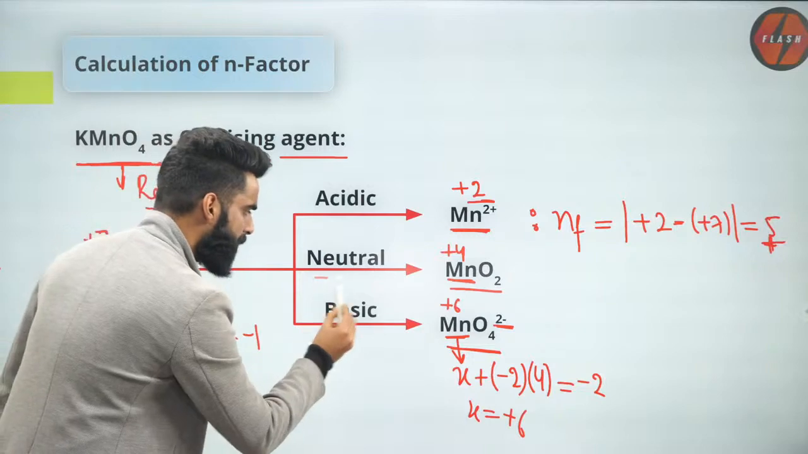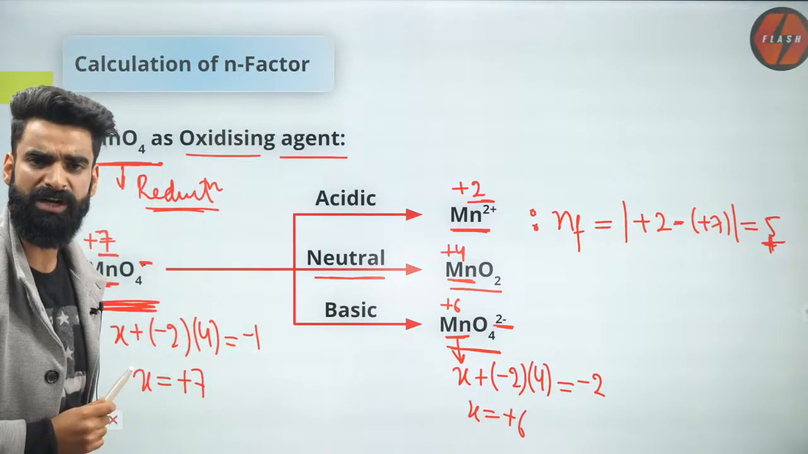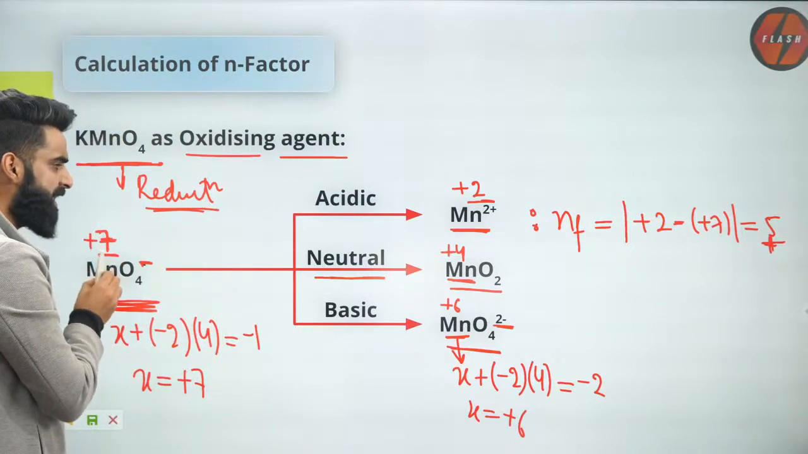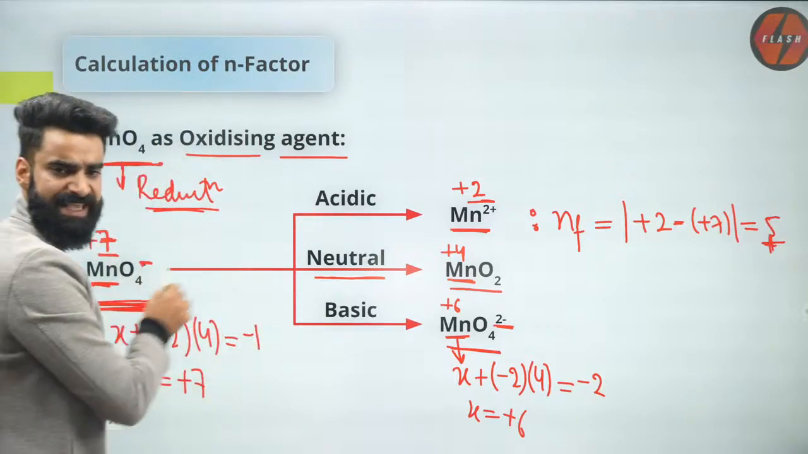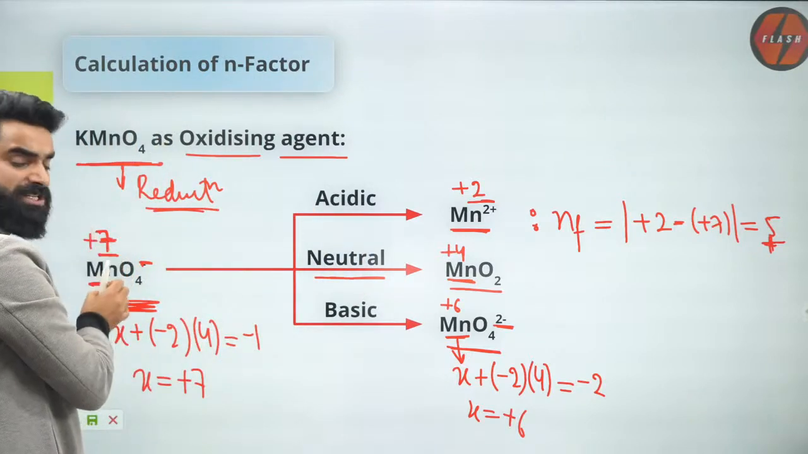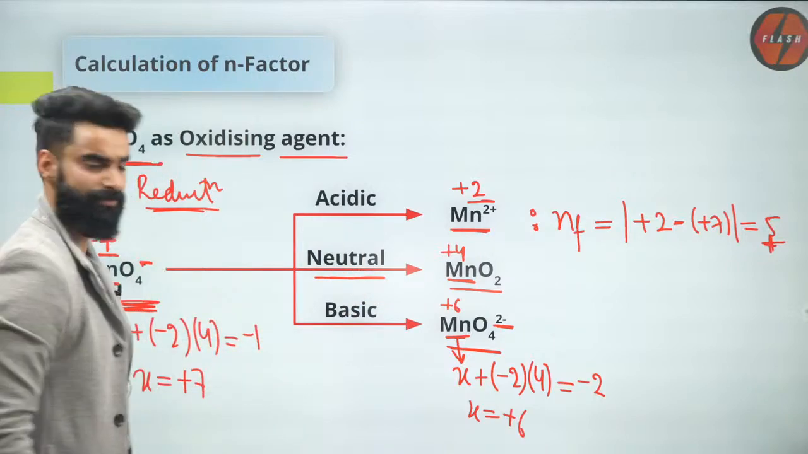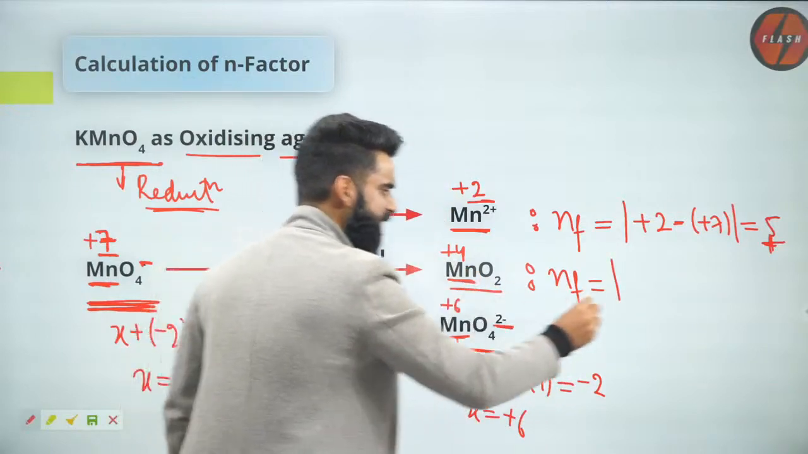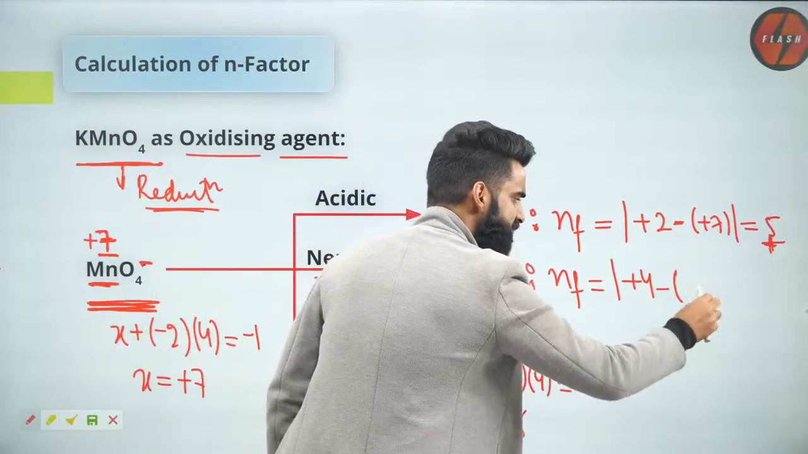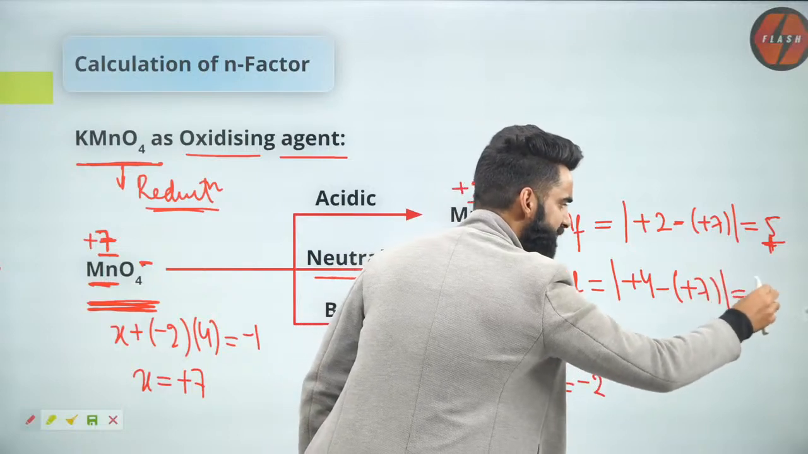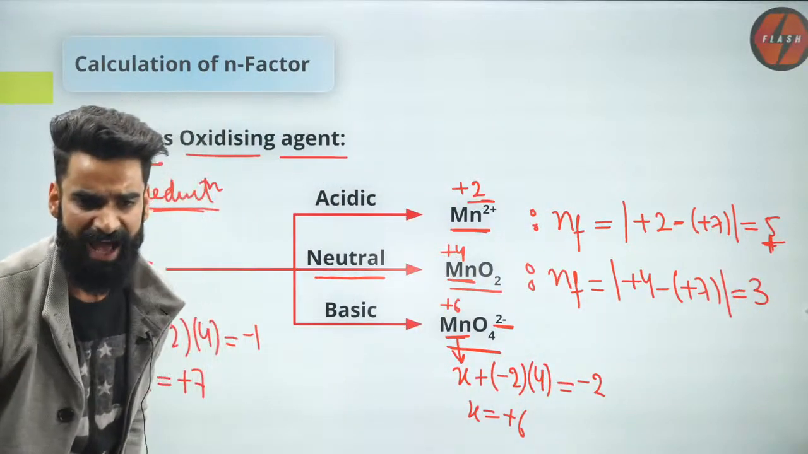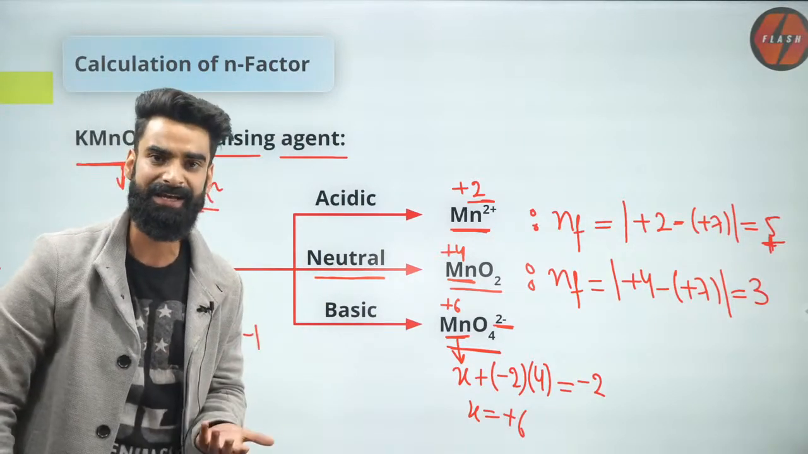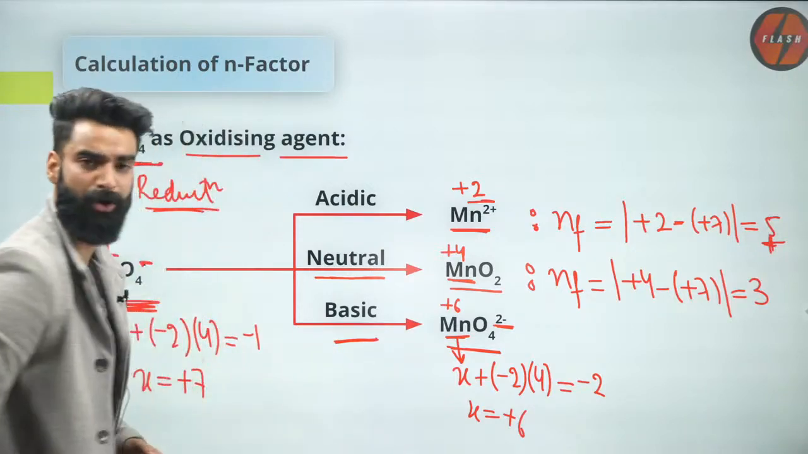Now similarly, we can talk about the neutral medium as well. See, in the neutral medium, the oxidation state of Mn changes from +7 to +4, right? What is the change in the oxidation state of Mn? It is going to be equal to the final oxidation state of Mn, which is +4, minus the initial oxidation state of Mn, which is +7. The value will come as 3. So I would say 3 is the N factor of this KMnO4 or MnO4 negative in neutral medium. I can say that.